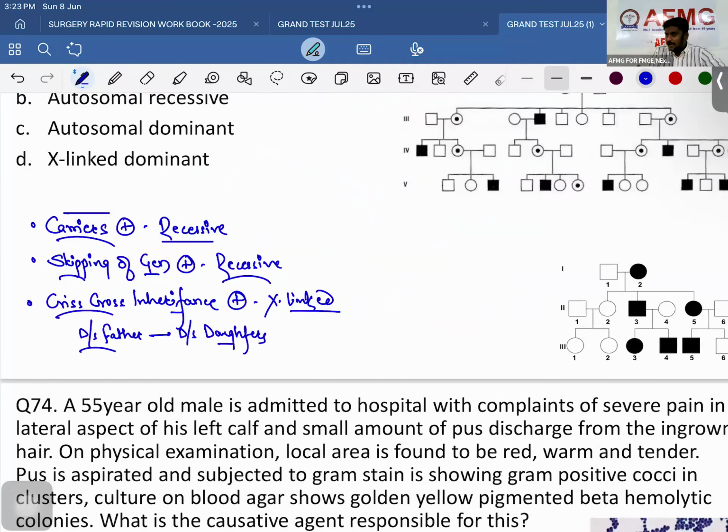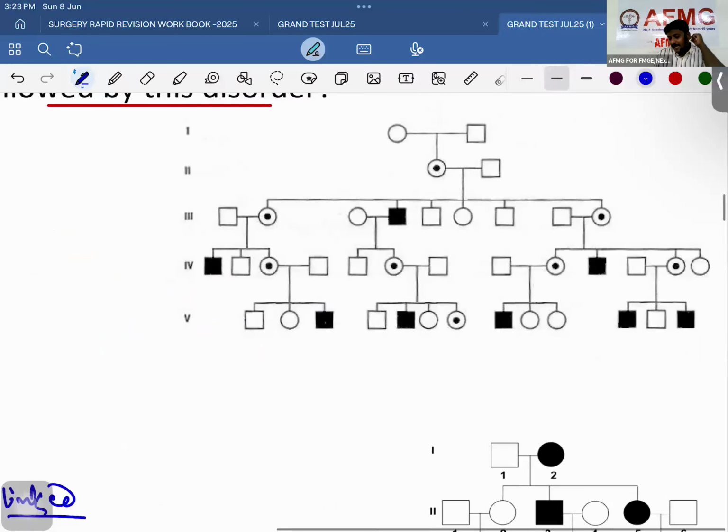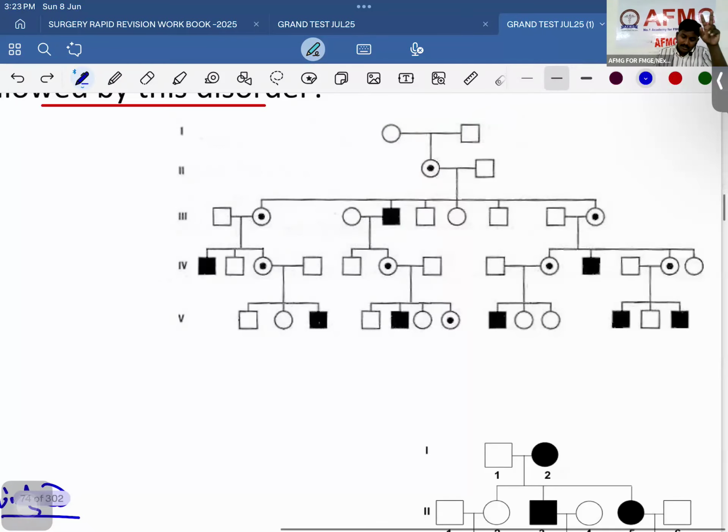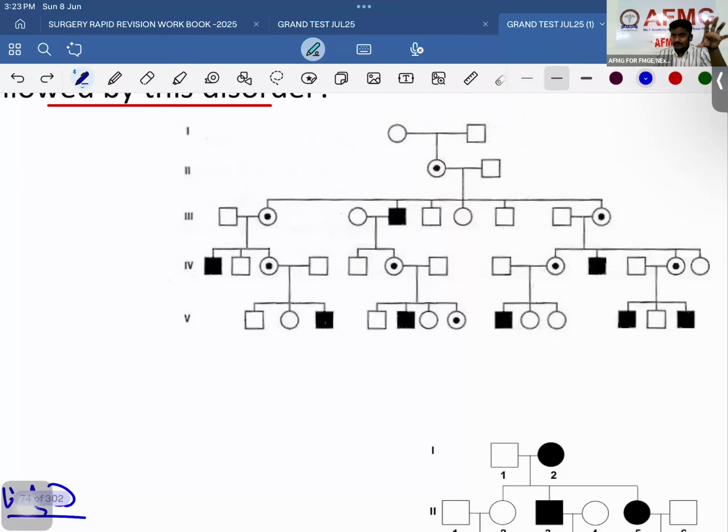ये तीन चीजें जब देखनी आ जाए तो पेडिग्री एनालिसिस समझ में आ जाएगा. तो यहाँ पे are carriers present? I hope all of you are quite aware. These are considered normal. These are known as carriers and these are diseased. तो carriers है तो मतलब it has to be recessive. Another condition, is there a skipping of generation? Yes, there is skipping of generation.